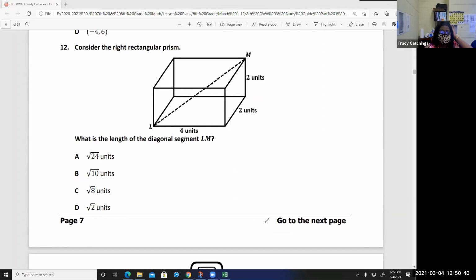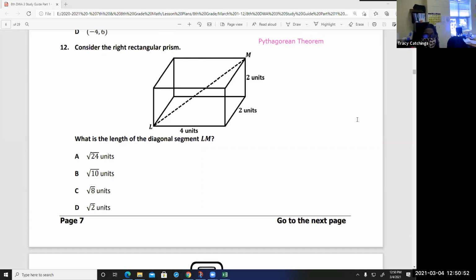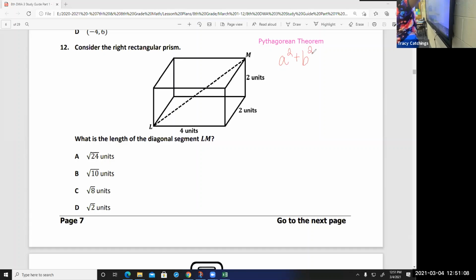All right, number 12, it says consider the right rectangular prism. You all may or may not remember when I taught this, but this is something where we'll have to use what's known as the Pythagorean theorem. The Pythagorean theorem states that a squared plus b squared equals c squared. And they want us to find the length of this diagonal.